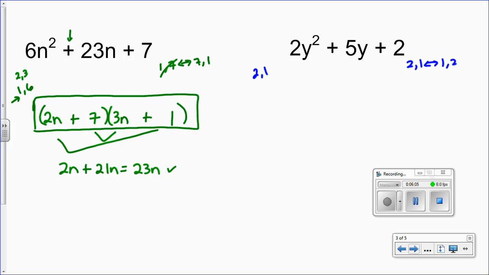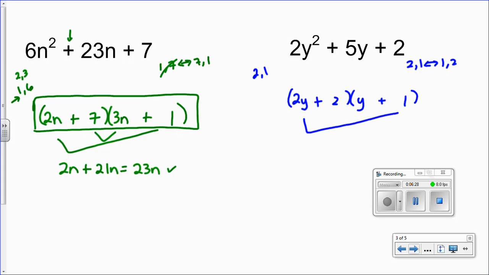You can switch their order. They both are going to be positive since it's plus plus. Okay, so let's try 2y and 1y, and let's try 2 and 1. And again, they're both going to be positive.